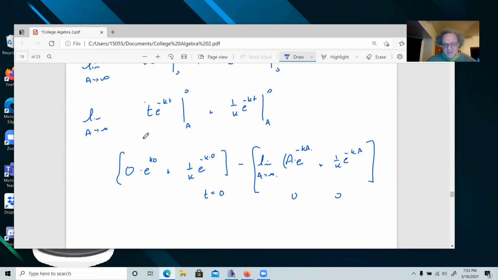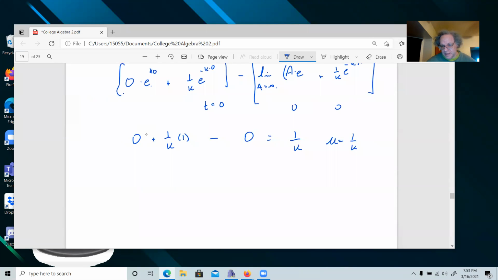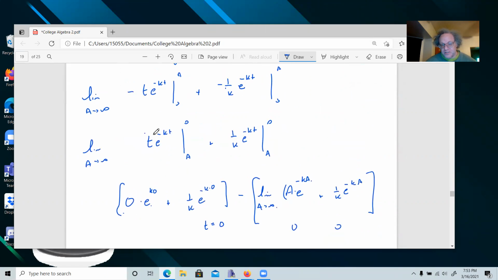So what do we have? We have 0, because 0 times that, and 1 over k times 1 minus 0. This is equal to 1 over k. So the mean is 1 over k, or k is equal to 1 over the average. And that's usually how you're going to see it. This is called an exponential distribution.